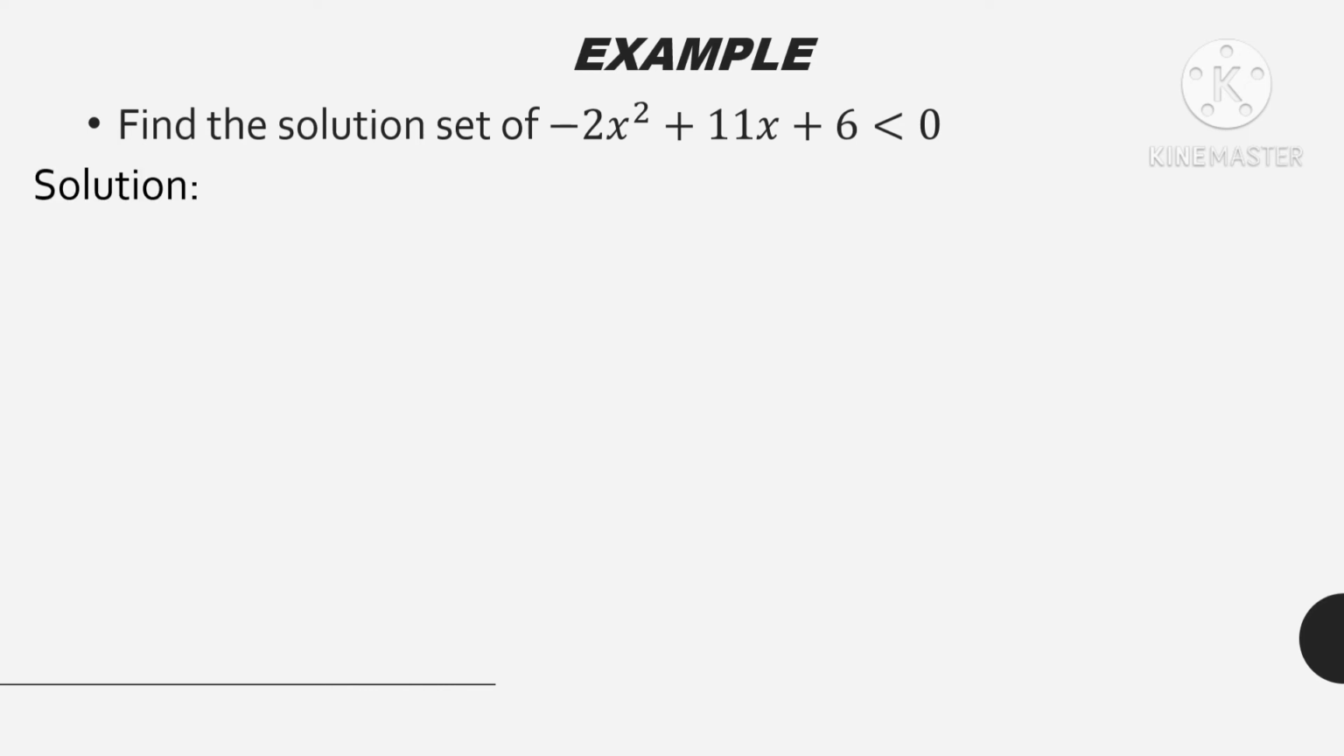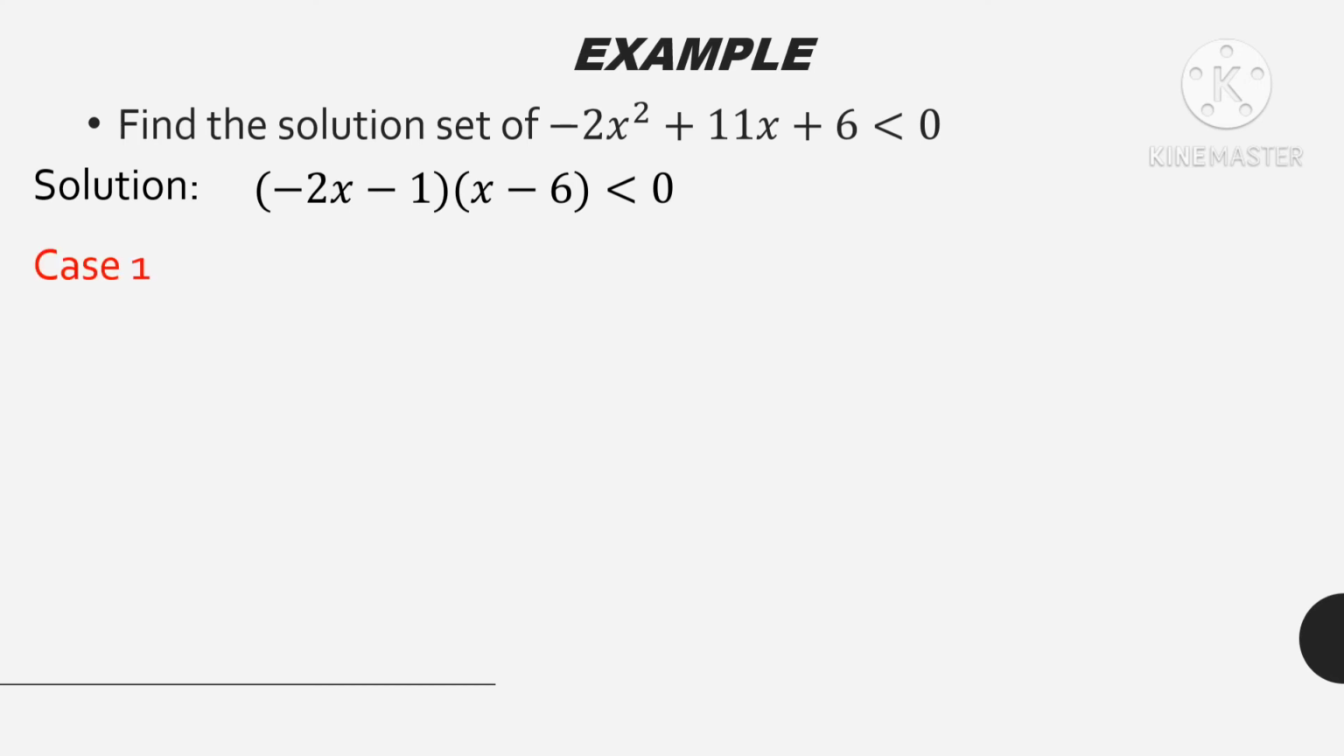Okay? So first we have to factor the quadratic expression -2x squared plus 11x plus 6. So what are the factors of this quadratic inequality? The factors are (-2x minus 1) times (x minus 6) is less than 0. So the product is less than 0, meaning the two factors are of opposite sign.